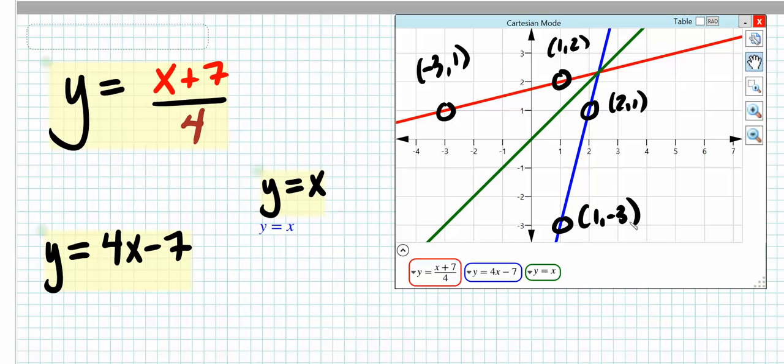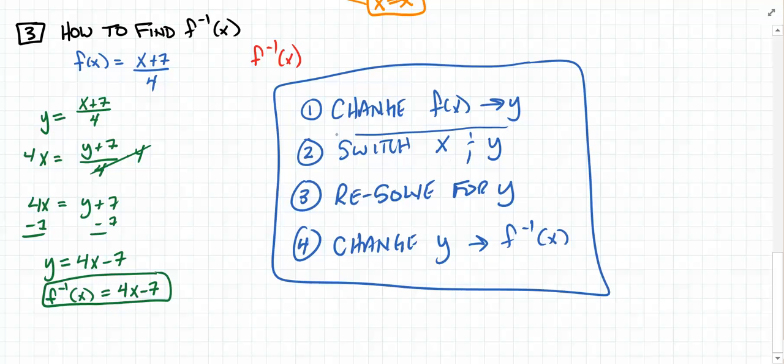Right? So check it out. We're switching every single x for every single y. That happens right there in step number 2. Isn't that a neat little thing to see? Okay. So box 4 is the you try.